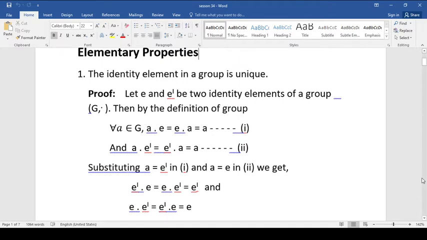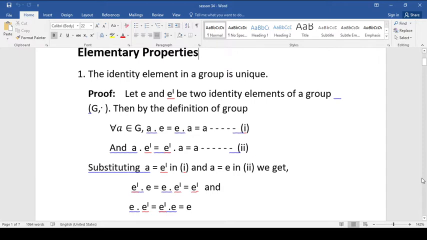Let E and E dash be the two identity elements of a group G. Then by the definition of group, for all A belongs to G, we have AE is equal to EA is equal to A. Let it be called this one as equation number 1. And we have considered E dash as another identity element. Then we have A into E dash is equal to E dash into A is equal to A. Because by operating with the identity element, we get the same element.